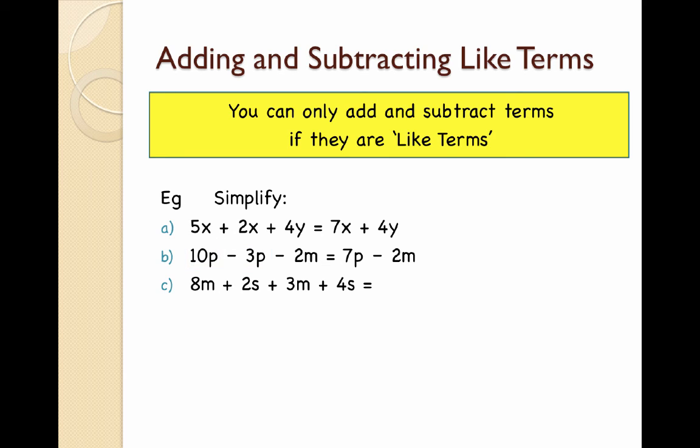The last one looks a little bit trickier because it has m's and s's, but they're not next to each other, but they don't have to be. I have 8 m's and I have plus 3 more m's later on in that sentence. Altogether, I have 11 m's. When I look at my s's, I have 2 s's, and later on I'm adding on 4 more s's. So I end up with 6 s's altogether. This is how you add and subtract like terms and unlike terms, and it's important that you put together the like terms and that you keep separate the unlike terms.